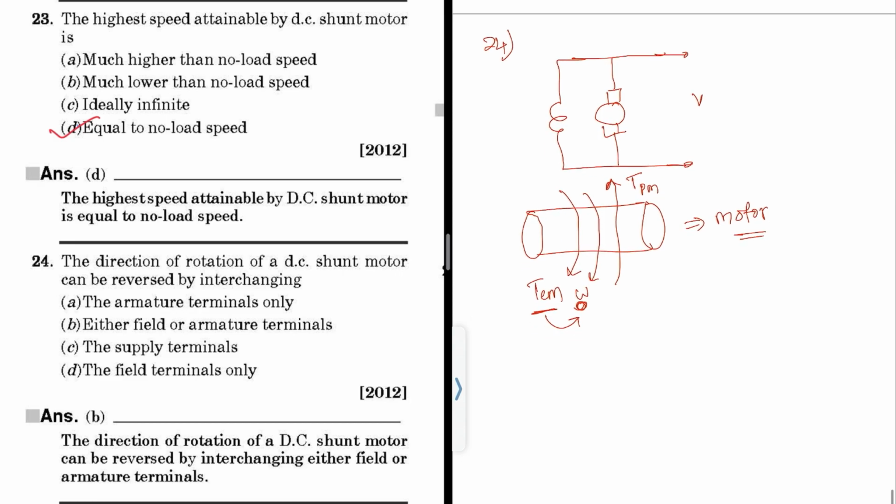In order to change the direction of the DC motor, we will change the torque. Torque, we know, is proportional to phi into Ia. So change the flux only or change the armature current only. If it is minus, it should be plus; if it is plus, it should be minus. Then only will the electromagnetic torque be negative. If both are negative, the electromagnetic torque will be positive, so the direction will not be changed.